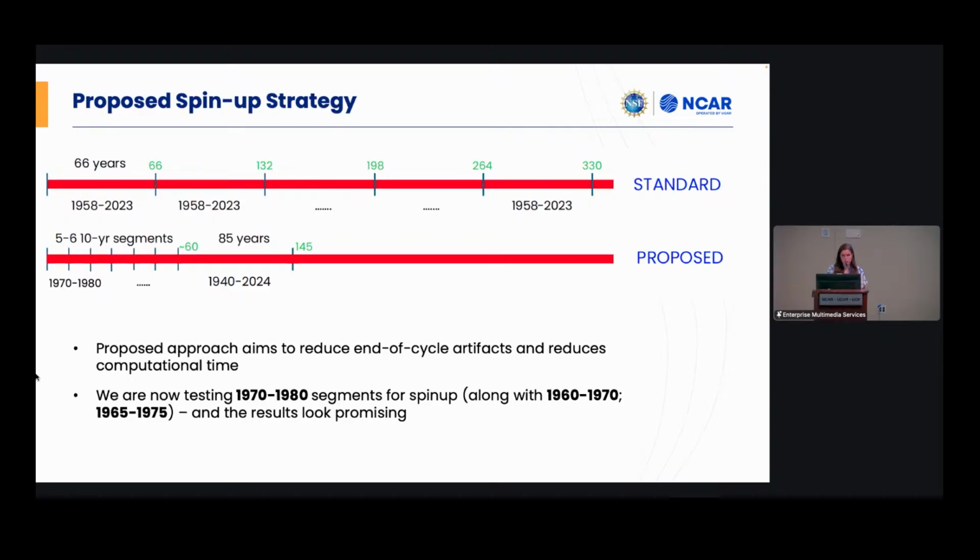With this proposed approach, we aim to reduce the end-of-cycle artifacts and reduce the computational time. We are currently testing different segments for this spin-up, trying to be in the area that is more or less data constrained, but at the same time doesn't capture the warming trend as much. The results look promising. We are still working on figuring it out completely, but we are testing this approach right now.